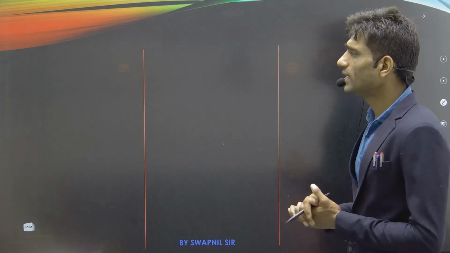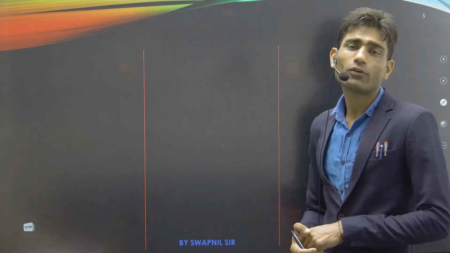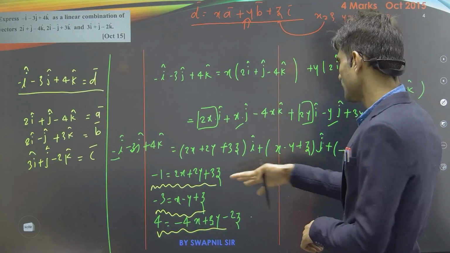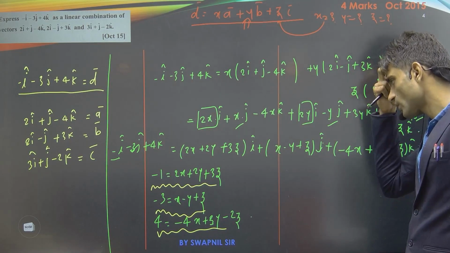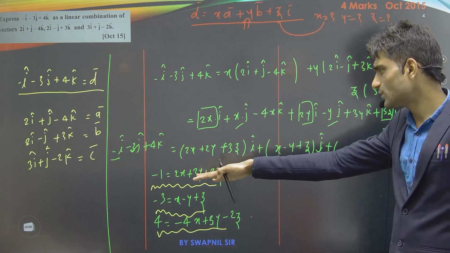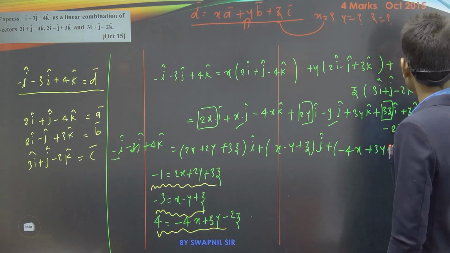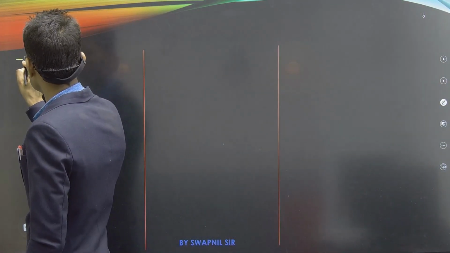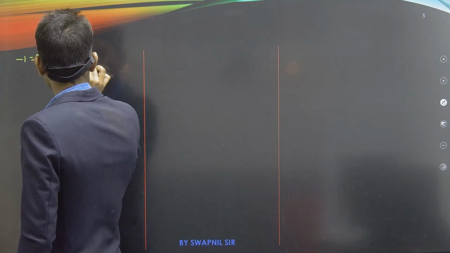First of all, understand Cramer's rule for determinants, and then we will go for solving our equations here. Let me write the equations separately because we don't have sufficient space here. So our first equation: minus 1 equals 2x plus 2y plus 3z.